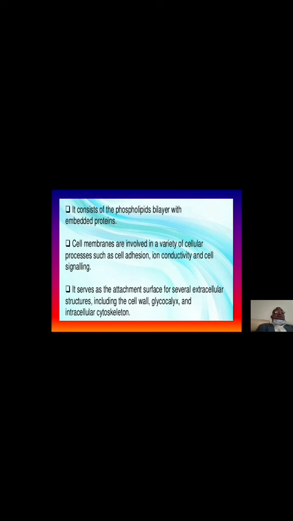It consists of a phospholipid bilayer with embedded proteins. Cell membranes are involved in a variety of cellular processes such as cell adhesion, ion conductivity, and cell signaling. It serves as the attachment surface for several extracellular structures, including the cell wall, glycocalyx, and intracellular cytoskeleton.